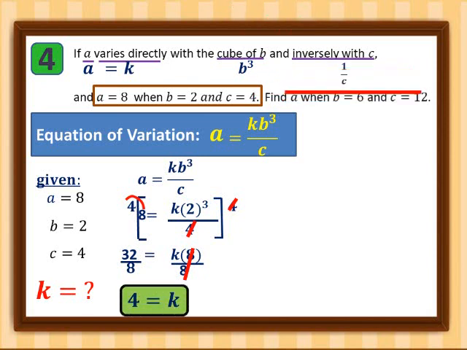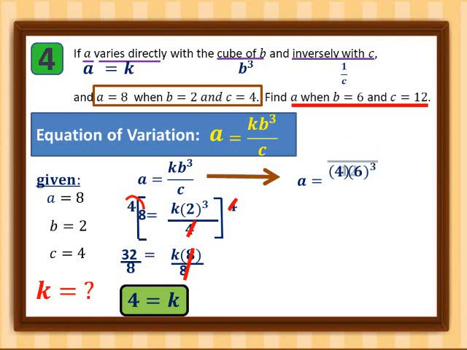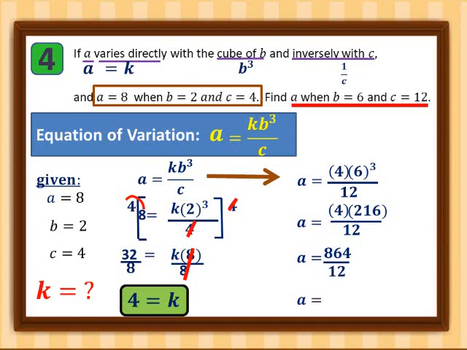Now, find A when B is equal to 6 and C is equal to 12. Again, the same equation of variation. So A is equal to, our k now is 4, B is 6 cubed over 12. So A is equal to 4 times 6 cubed, that is 216, over 12. So A is equal to 4 times 216, that is 864 over 12. So A is equal to 864 over 12, that is 72. So our A here is 72 when B is 6 and C is equal to 12.